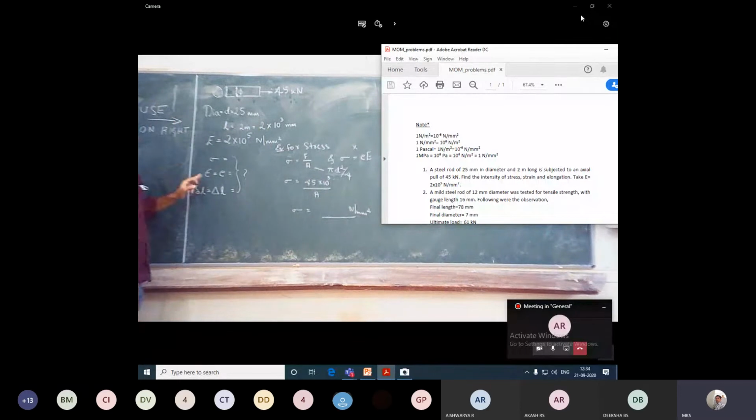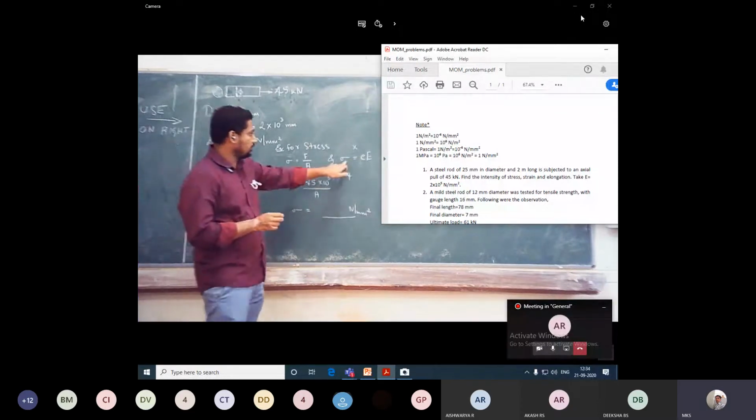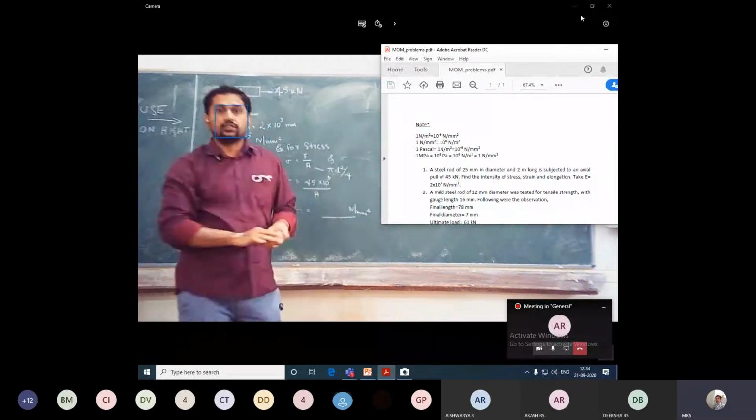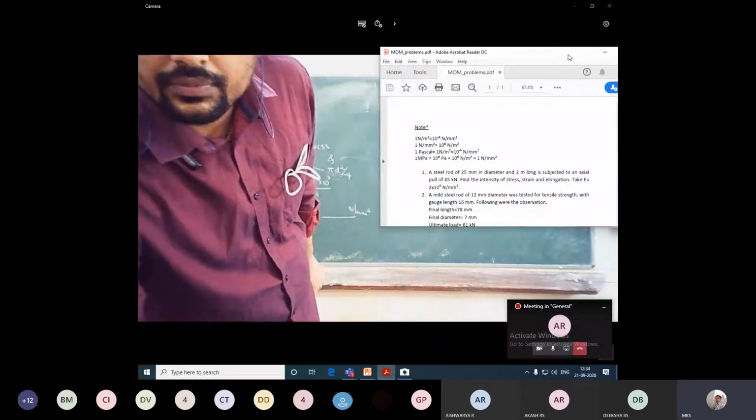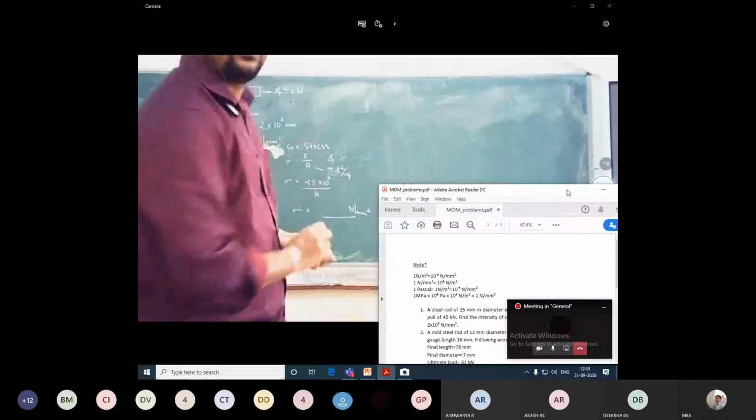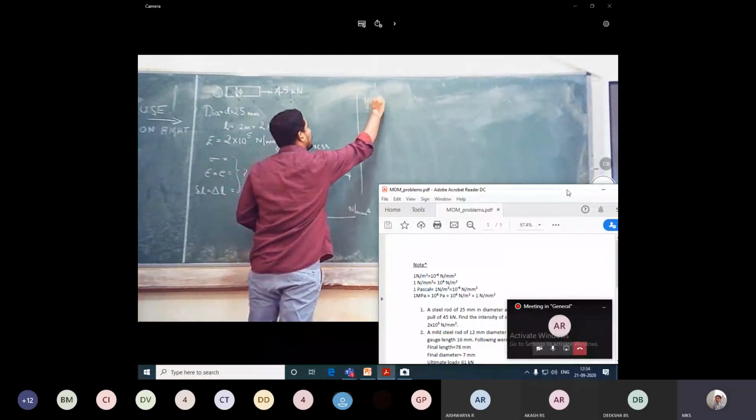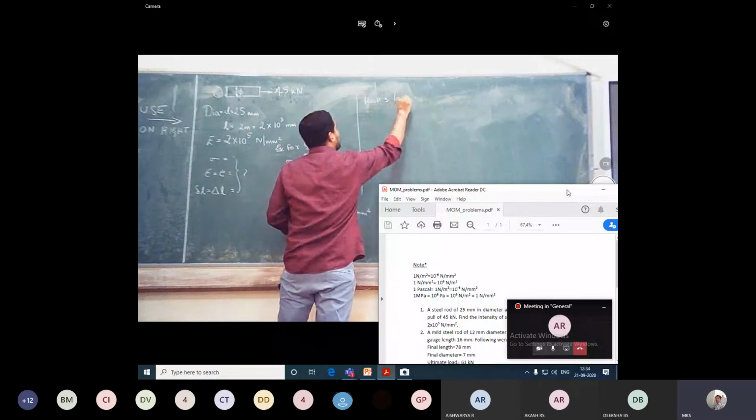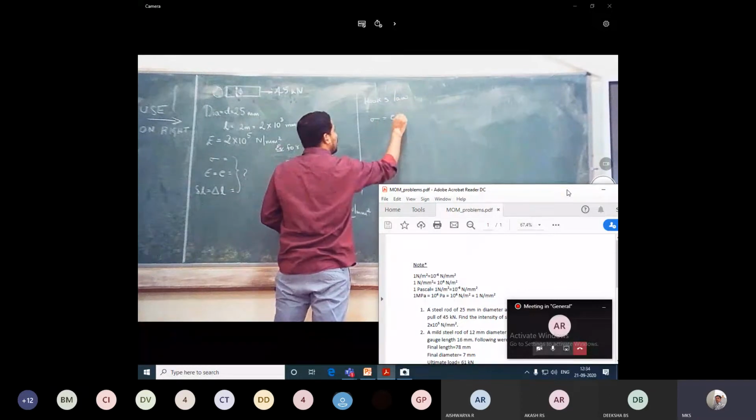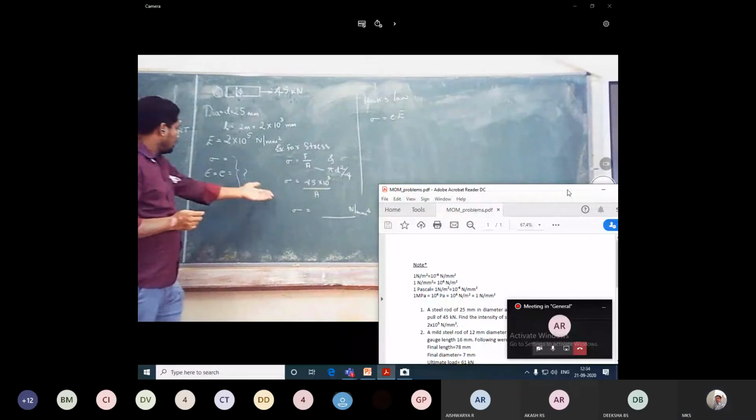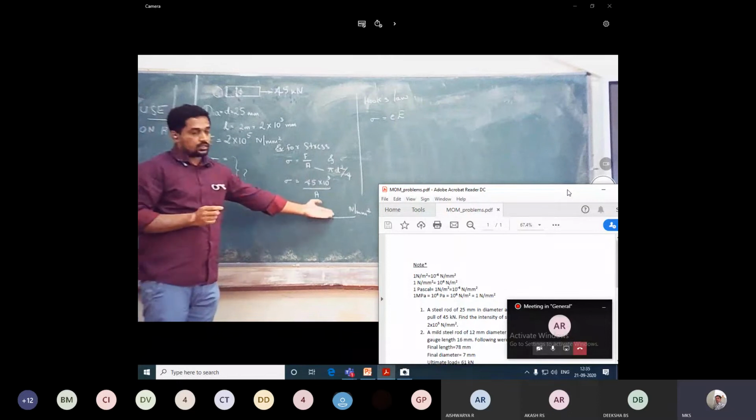Next you need to calculate the strain. We already have the equation here. Since we have one more equation based on Hooke's law, you can use this equation. I think you have taken the problem, right? By Hooke's law, sigma is equal to small e, that is strain, into capital E, the modulus of elasticity.